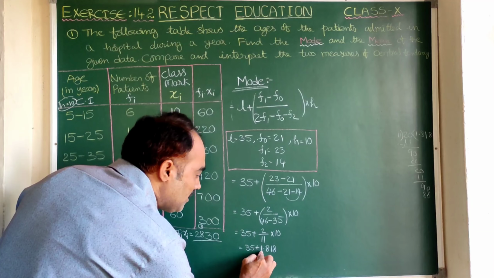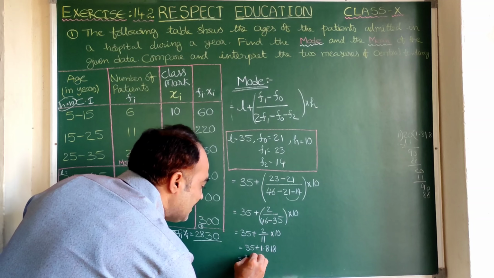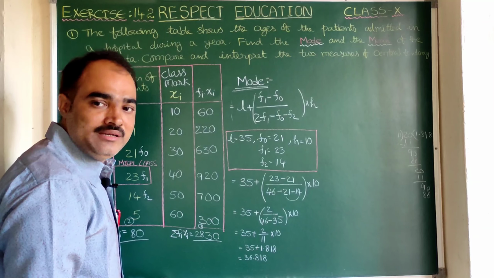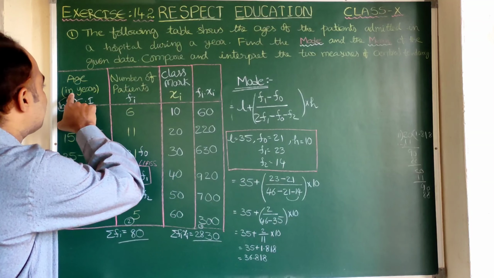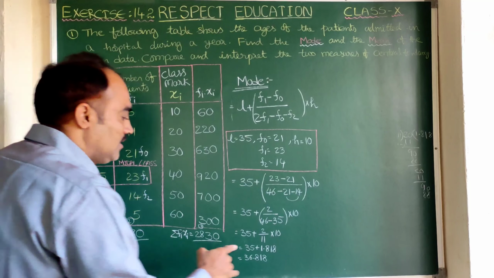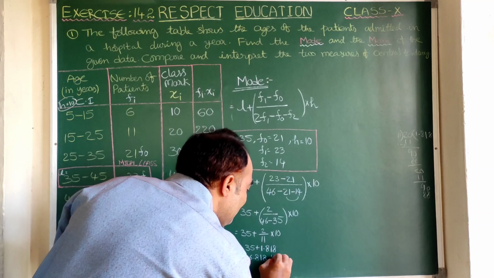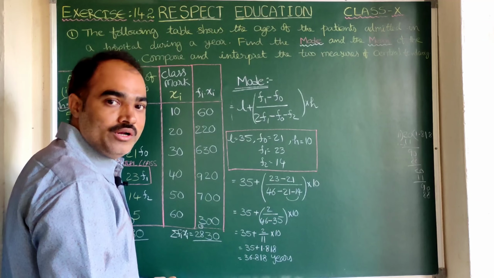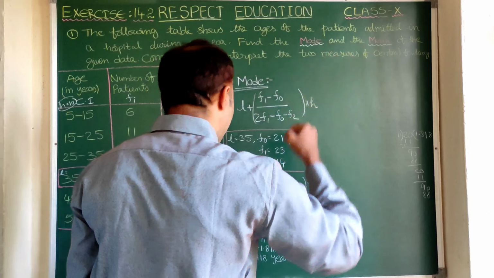Still it goes on, so we can stop there, no problem. So here 35 plus 1 is 36.818. Here the class intervals are in years. So this is 36.818 years. This is how we can find the mode. Now we are going to find the mean.